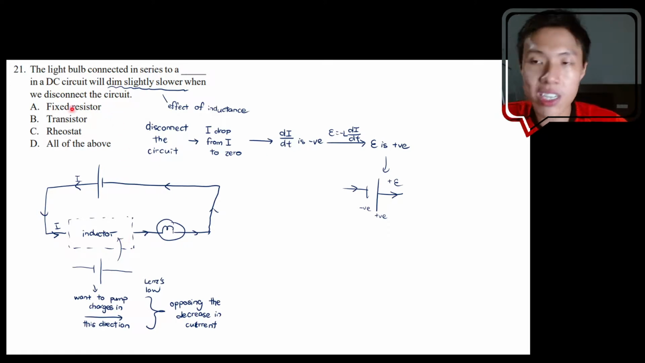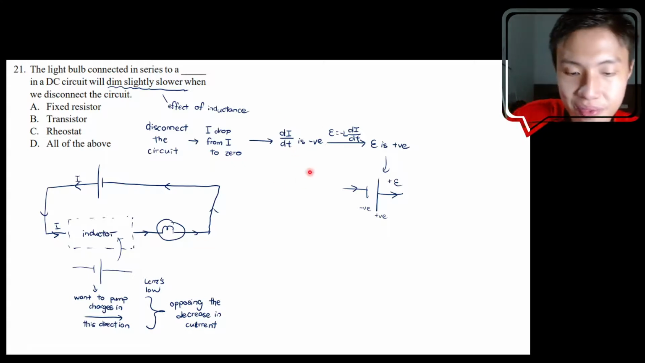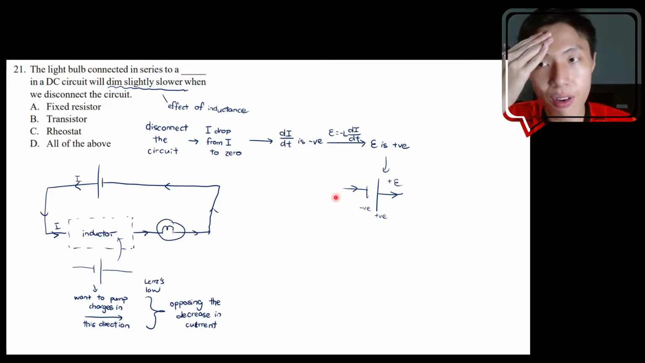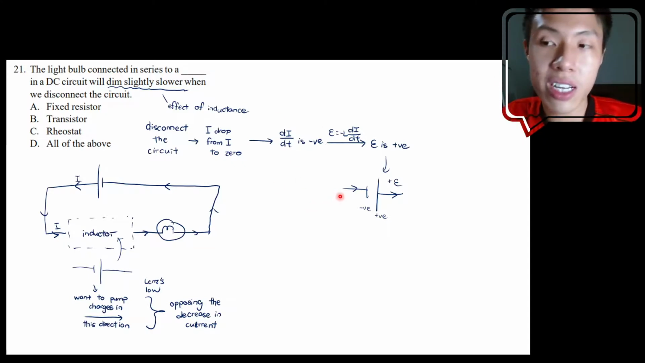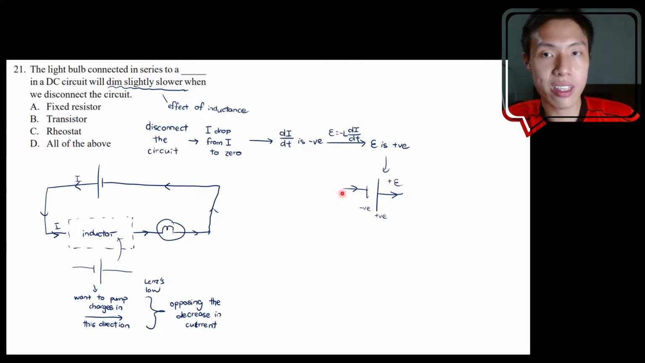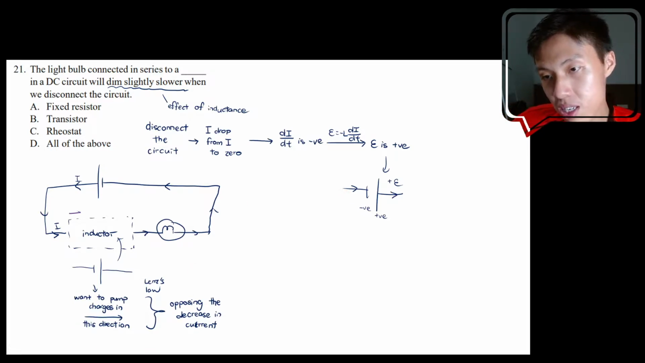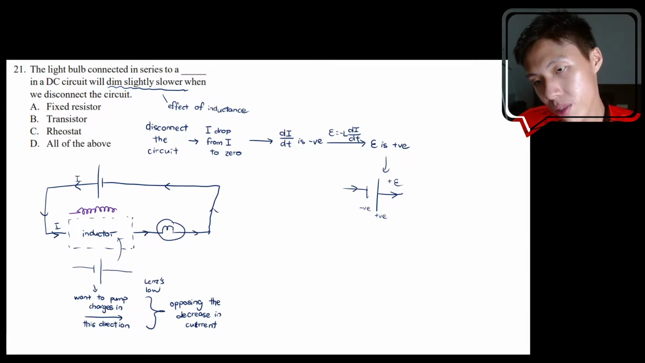But a fixed resistor is not an inductor. A transistor is something that we never learned before. A rheostat is something like a solenoid. I think you know, right? A rheostat looks like a solenoid, right? I should have copied a picture of a rheostat. But a rheostat looks like a solenoid, and because it looks like a solenoid it should have inductance, right? We always replace the inductor symbol. The symbol for an inductor is a solenoid, right? So this is an inductor.